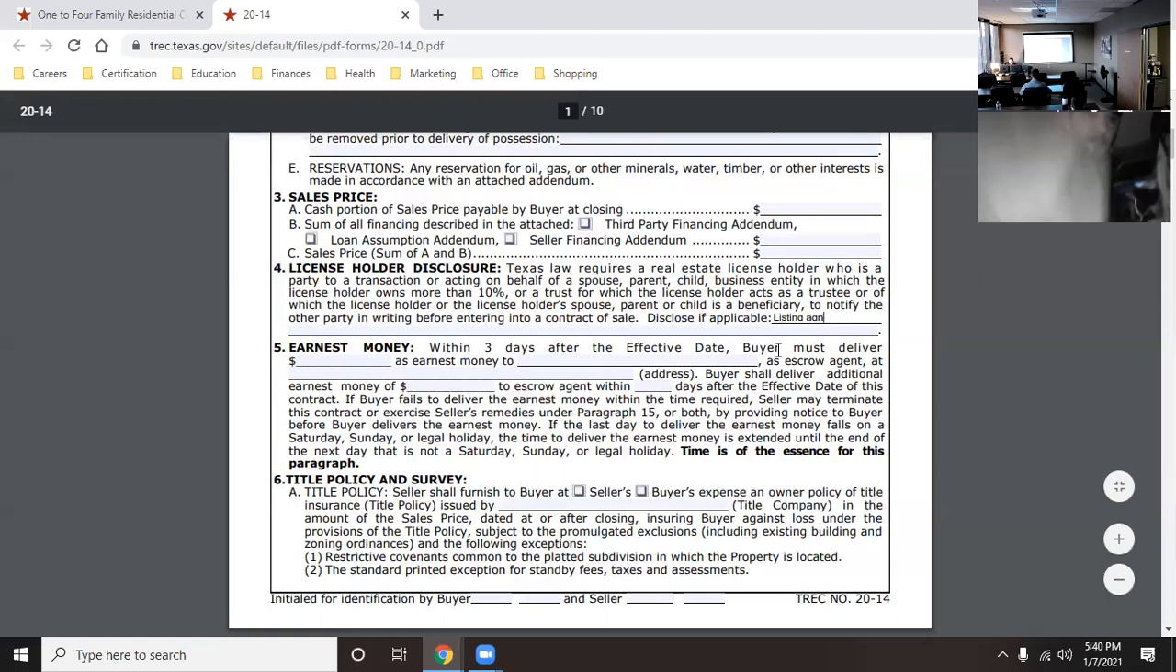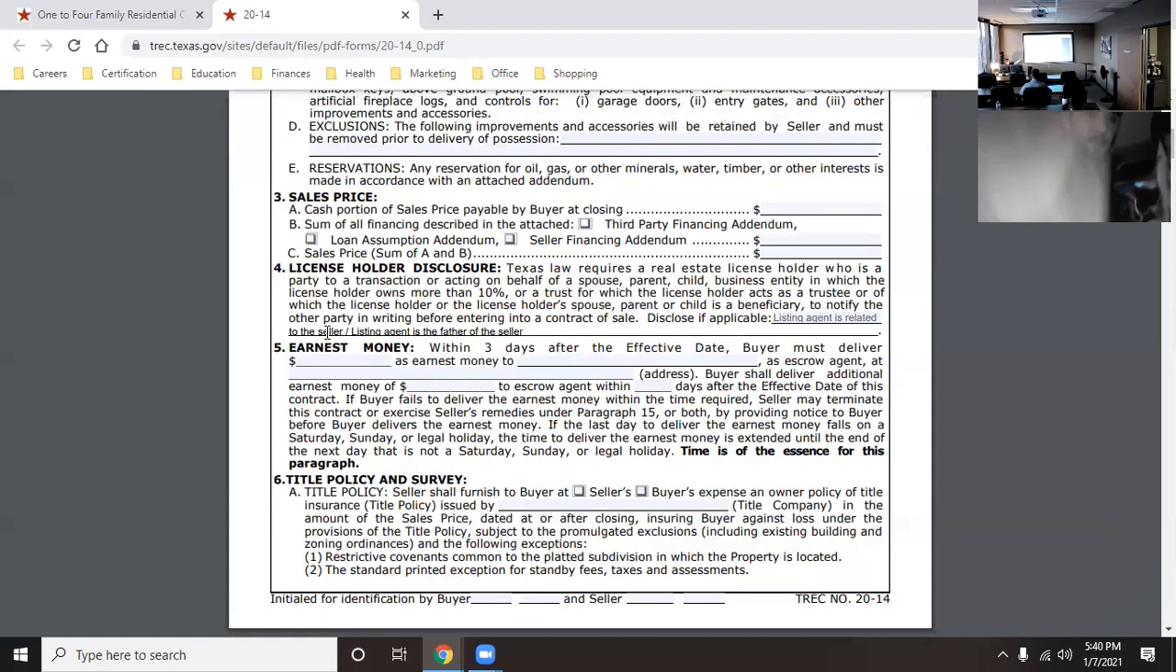Listing agent is related to the seller. Or another way you could say it is listing agent is the father of the seller. Okay, so in these situations, you're going to have to disclose the relationship that you have. Okay, Colton, you go over and you're selling your mom's property, for example. You would change it to listing agent is the son of the seller.